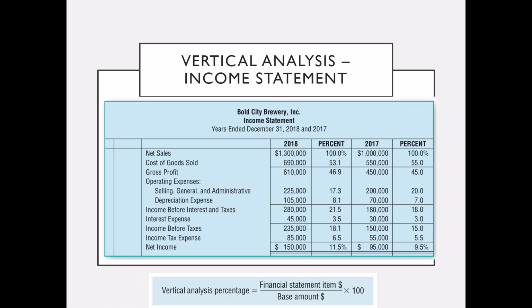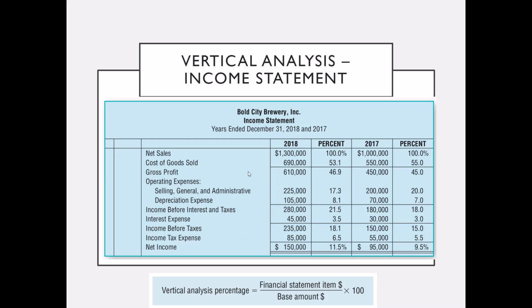Anyway, let me go back to the income statement just for a minute. So what do I do? I take the 690 and I divide that by the 1.3 million and I get my 53.1%. Same with the gross profit. What's the gross profit percentage? Well, you could just subtract the two, but what you would normally do to keep your process going is take the 610, which is the gross profit, and divide that by the 1.3 million to get the 46.9. 225 gets divided by 1.3 million, and so on and so forth.